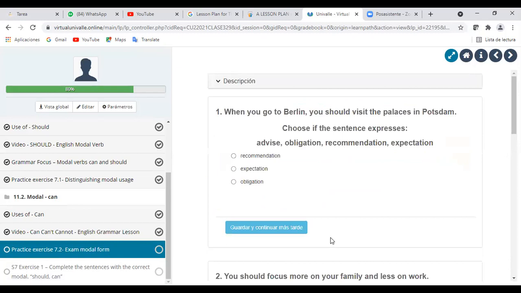And here we're also going to be working on a practice exercise, Excel modal verbs. When you go to Berlin, you should visit the palaces in Potsdam. Choose if the sentence expresses advice, obligation, recommendation, or expectation. When you go to Berlin, you should visit the palace in Potsdam.